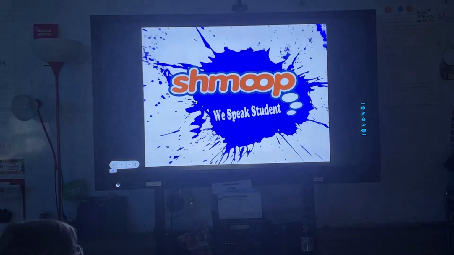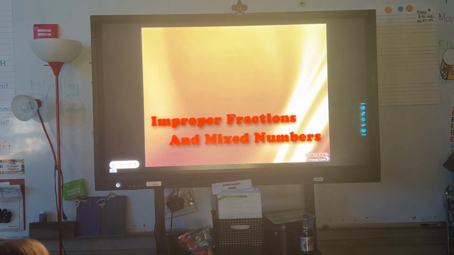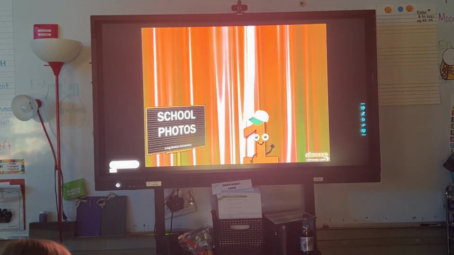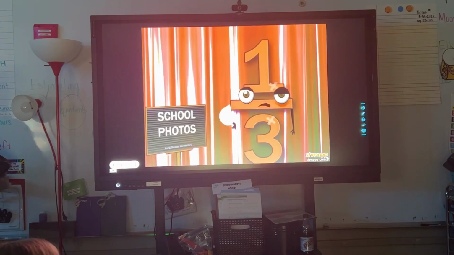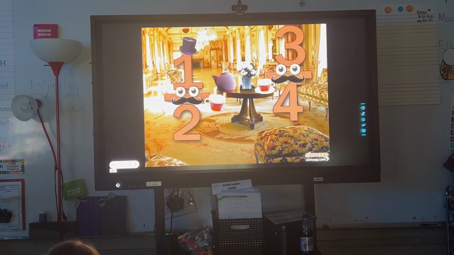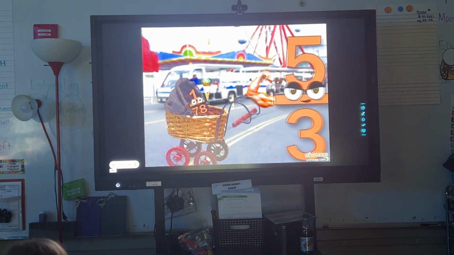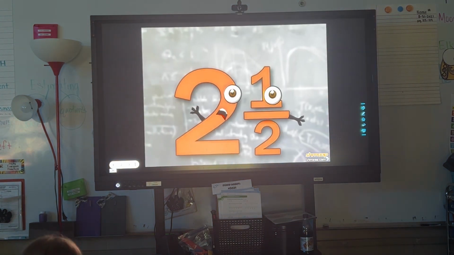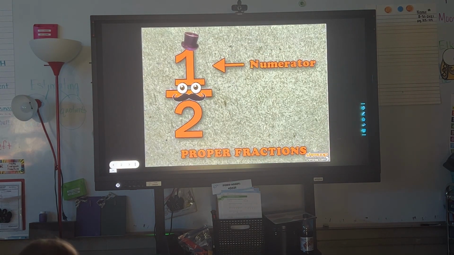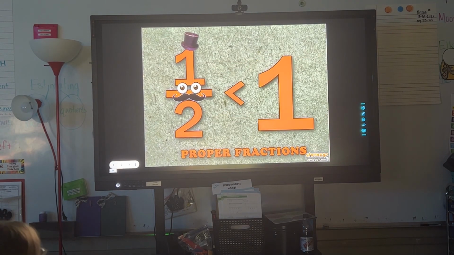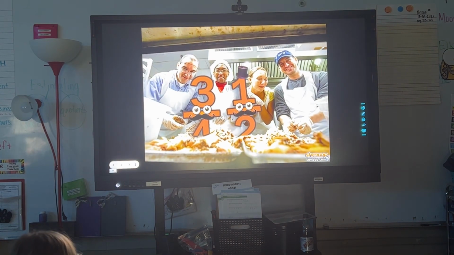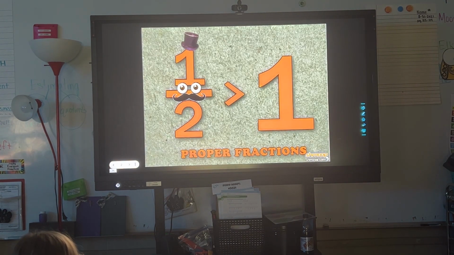We speak student. Improper fractions and mixed numbers, a la schmo. Numbers come in all shapes and sizes. Some are big and some are little. Some are whole, and others are a bit fractured. As far as fractions go, it's a mixed bag. Some fractions are proper. Some are improper. And then there are those that are just a little mixed up. Who am I? Proper fractions have a numerator that's smaller than the denominator, which means they're always less than 1. Proper fractions also donate to charities and volunteer in soup kitchens. They know they're not greater than anyone else around them.